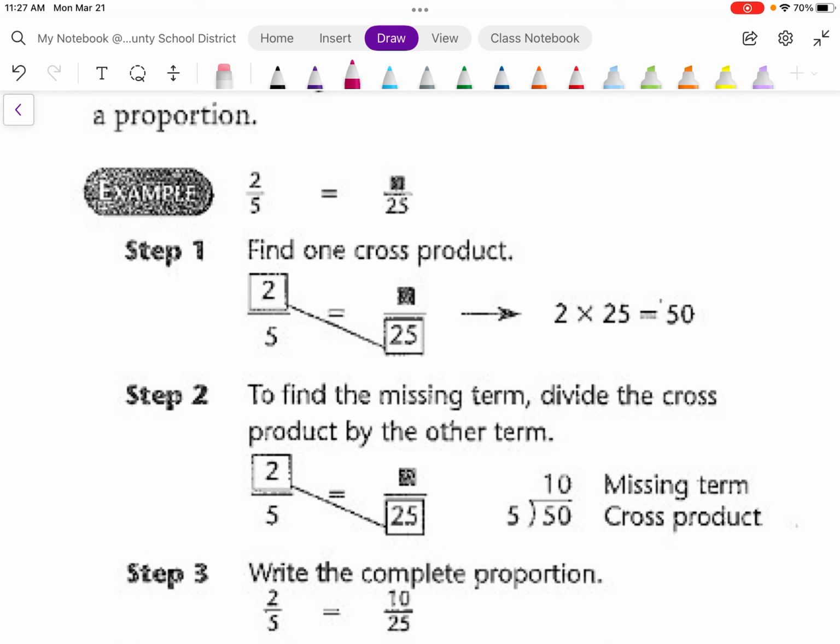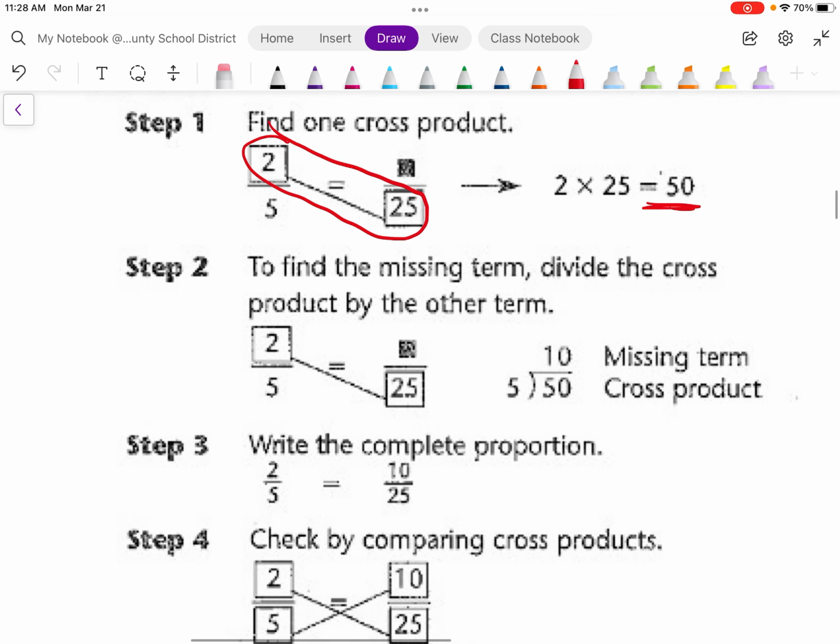Going on to page 144, now you're going to solve for the missing value by doing cross multiplication. So when you are solving for the missing value, you can just simply put an X there or any other letter that you like, and you're going to solve by using cross multiplication. So your first step is to find the cross product. So you're going to go 2 times 25, and that's 50. And then the second step is you're going to multiply 5 times x.